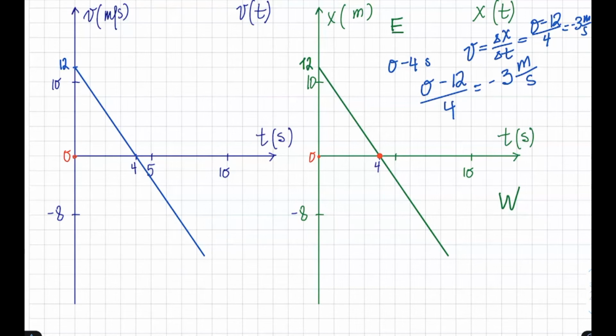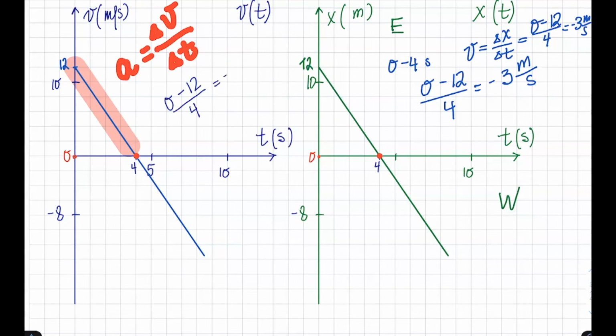So this we can split into two parts. This point right here now matters a great deal, because this part from 12 to 0, this is where our object is slowing down. Acceleration is change in v over change in t. Now, how did our velocity change? We went from 12 to 0, so final 0, initial 12 over 4 seconds. That's -3 meters per second squared. Kind of makes sense. It's a negative acceleration, so we're slowing down.